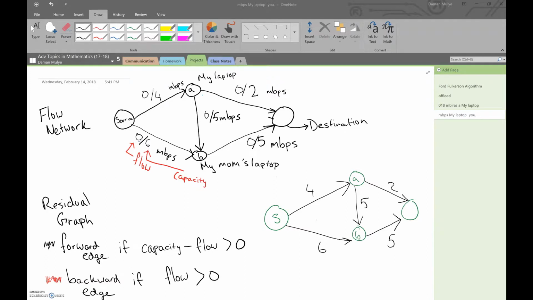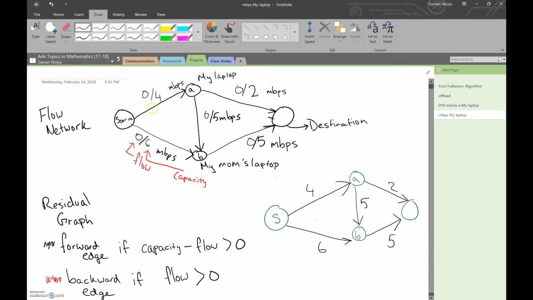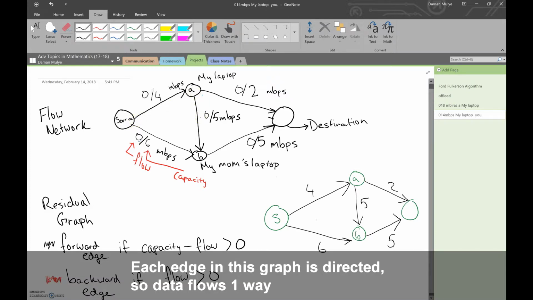So I recently came up with this problem where I have a file from a source computer that I'm trying to send over to a destination computer, but the source and the destination are not connected in any way. So instead, I have to send parts of the file through a network which will get compiled in the destination at the end. Each computer in this network is connected in a specific way. So the source is connected to both my laptop and my mom's laptop. My laptop is connected to my mom's laptop, and both of those laptops are connected to the destination.